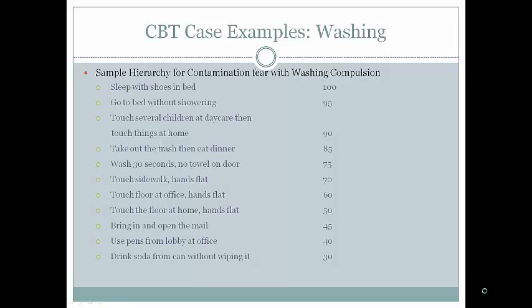So at the bottom: drink soda from a can without wiping it, use pens from the office lobby at an office, bring in and open the mail, touch the floor at home, hands flat, touch the floor at the office, hands flat, touch the sidewalk, hands flat. This hands flat might be kind of silly to you, but oftentimes people who have OCD will try to touch things with the very tips of their fingers, and this way the germs are theoretically not getting all over their hands.